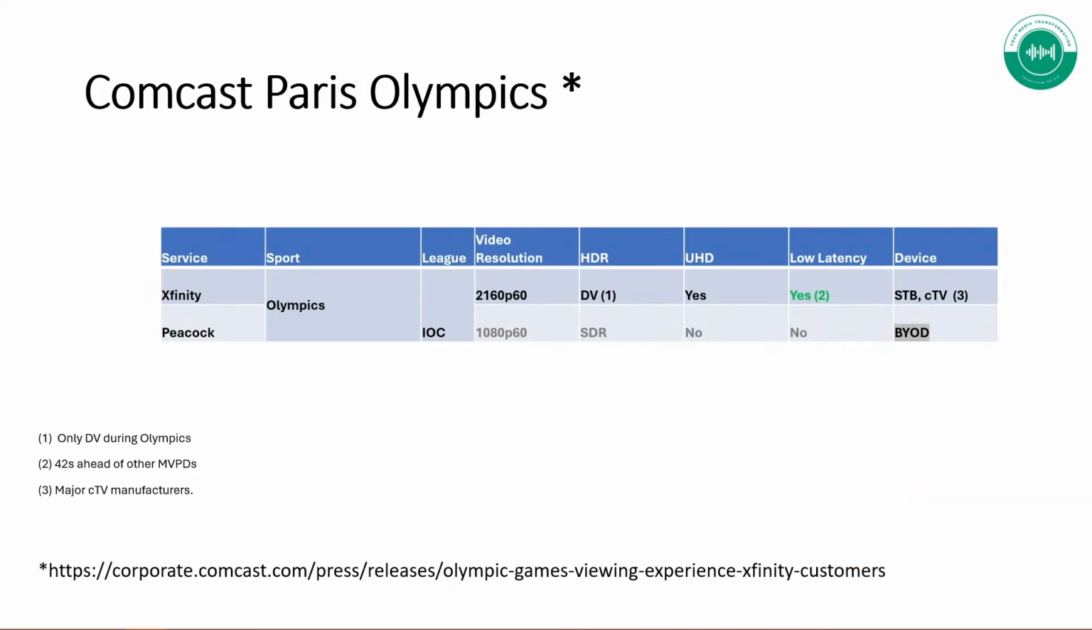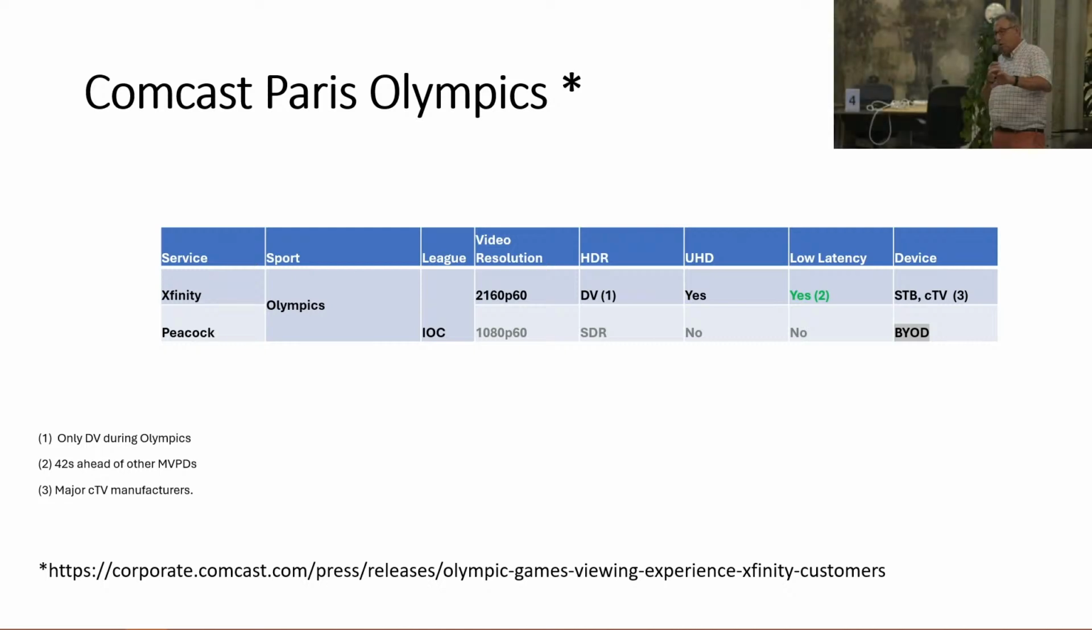Comcast was offering two things. On the Xfinity service, which goes either to your set-top box, but also to a connected TV, Comcast was streaming 4K ABR, which could go to either set-top box or connected TV. So it was the first time we had the Olympics for the whole games in Dolby Vision live. Of course, it's UHD, but they also had low latency implemented, meaning they were mentioning 42 seconds ahead of any other virtual MVPDs. They call it MVPDs, but actually other streamers. So they were 42 seconds ahead of anybody else streaming. So for them, it was quite an achievement.